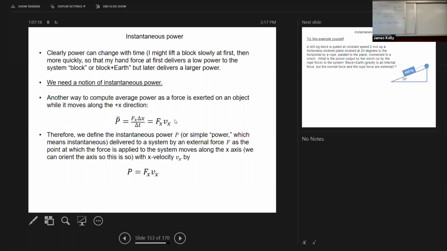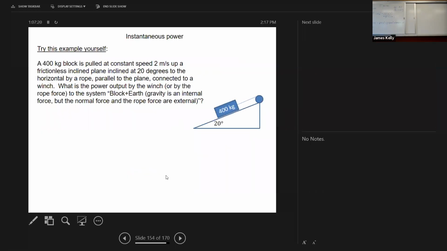So let's look at an example here. This one was in the video. There are examples of power problems in the other material I emailed you today. So here's a 400 kilogram block being pulled up at a constant 2 meter per second speed by a winch. So there's a rope connected to a winch. You know, a winch is something that winds up a rope and drags something, drags your truck out of a ditch or something like that. What's the power output by the winch, or equivalently by the rope force on the 400 kilogram object?